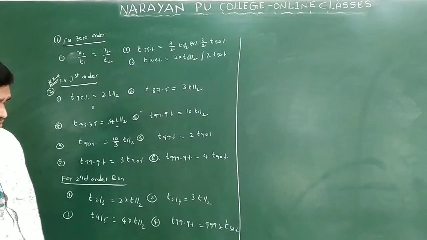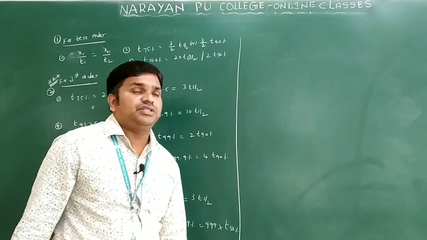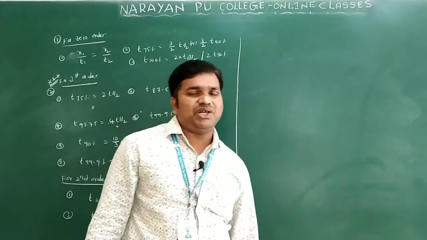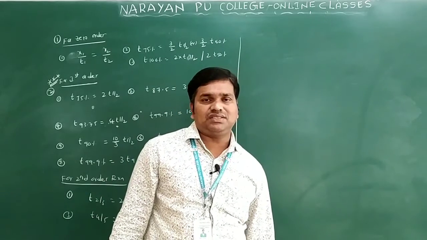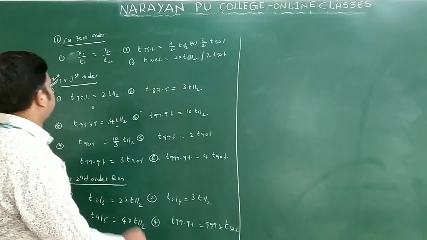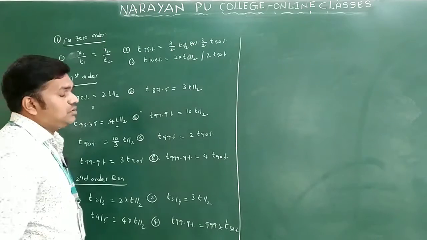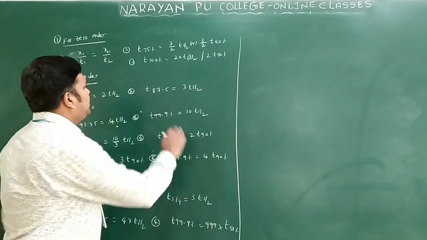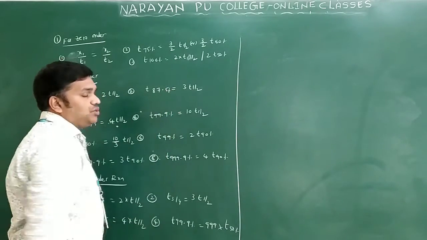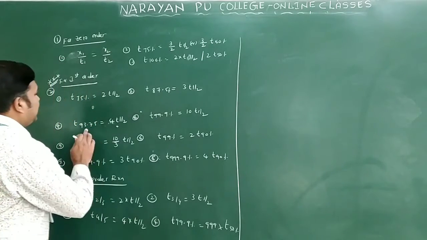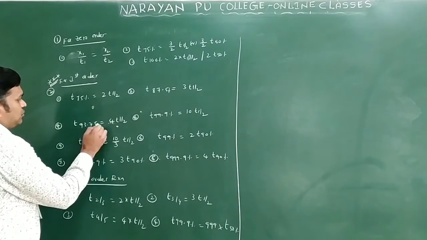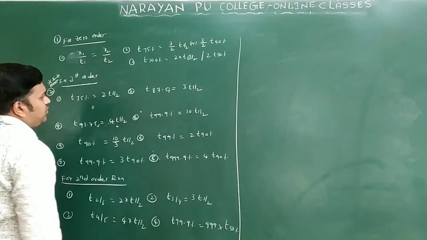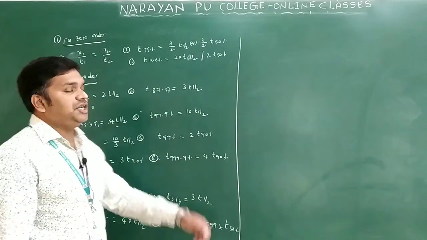For first order reaction, the expression is K is equal to 2.303 by T into log R naught by R, where R naught is the initial concentration and R is the final concentration. You see this one: T 75% is equal to 2 into T of. T 87.5% is equal to 3 into T of. T 93.7% is equal to 4 into T of. T 99.9% is equal to 10 into T of.